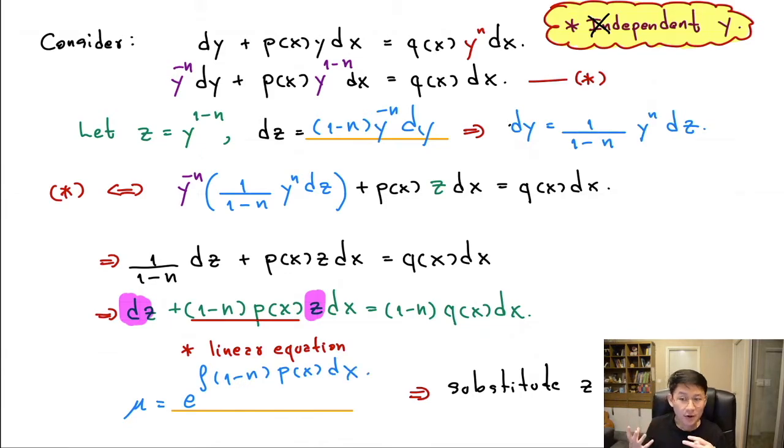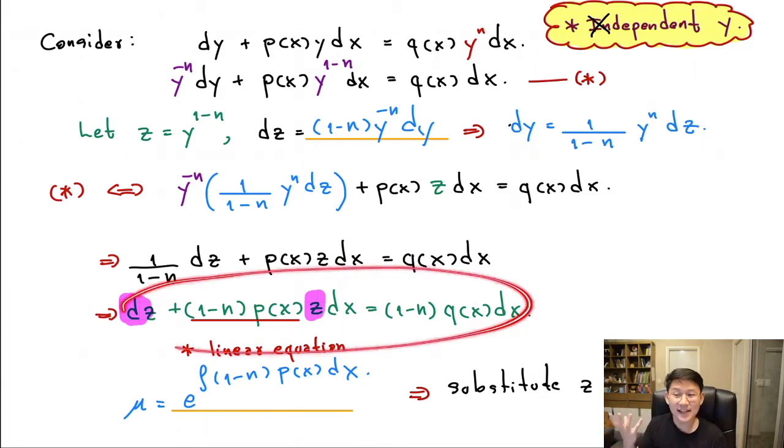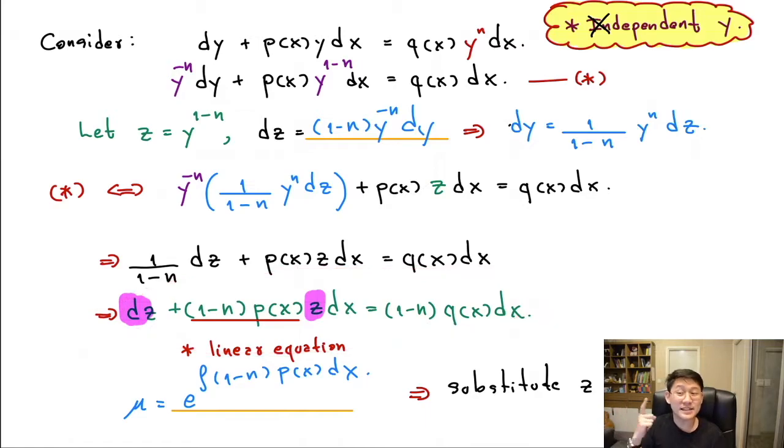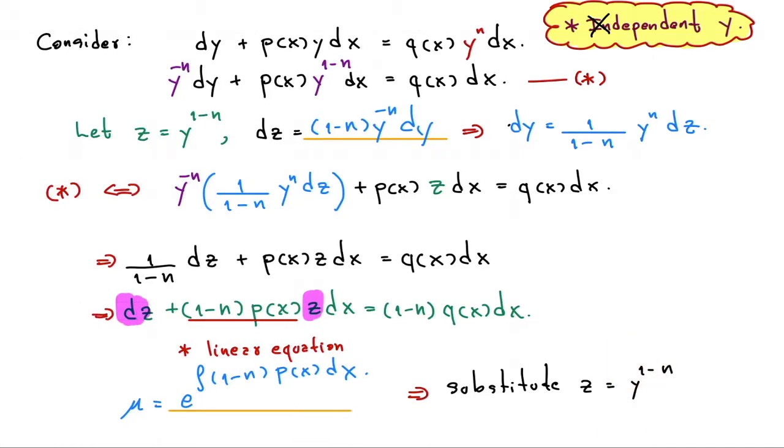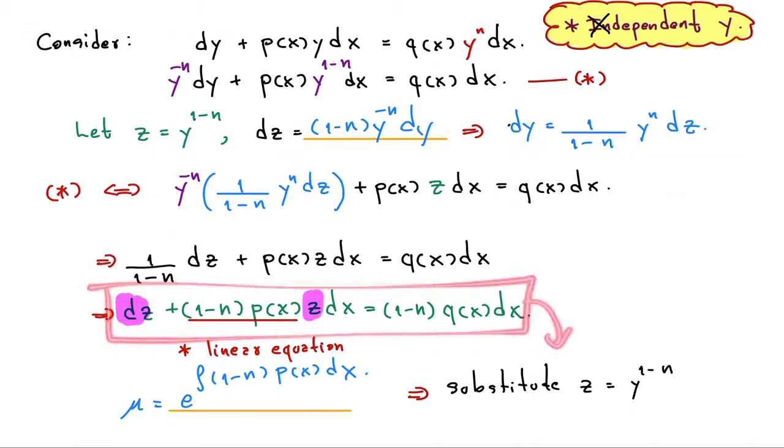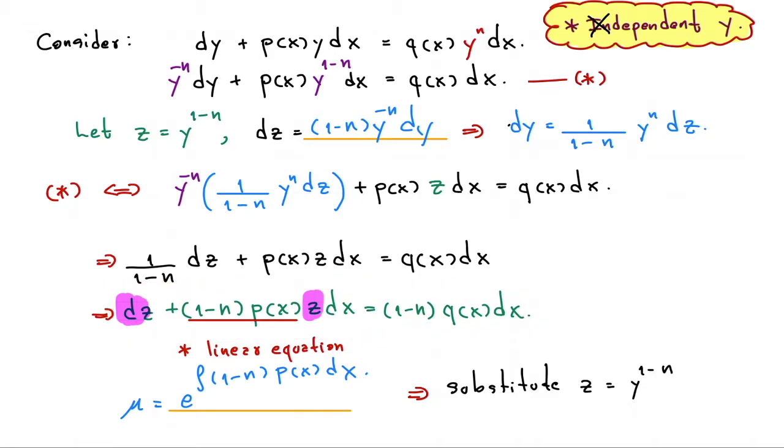Okay, and then we multiply mu back into this equation, right? And after that we find d mu, and then we rearrange the terms, and when we get the solution, don't forget to substitute z, which is y to the power of 1 minus n, back into the equation. Okay, so guys, if you are familiar with the linear equation, it's done here, right? You know how to go further from the previous video.